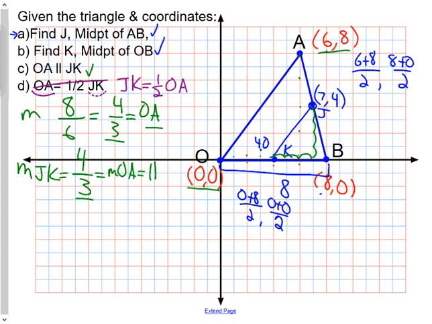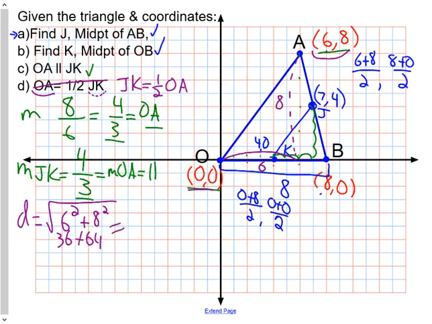So now that we have JK equals half OA, we can start finding distance. Same idea. Again, we can count. We went over 6, so this side of the triangle is 6, up 8. So in my distance formula, that's a square root again. Order doesn't matter here, whether 6 is first or 8 is first. With the square root of those two numbers added together, 36 plus 64 gives me 100, and the square root of 100 is 10. See, it worked out nicely.